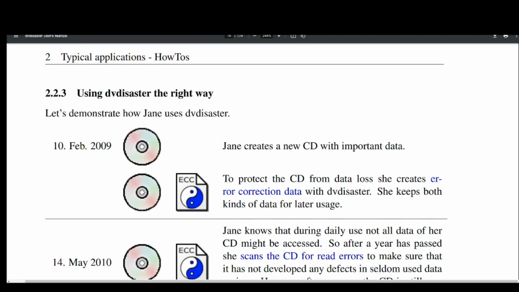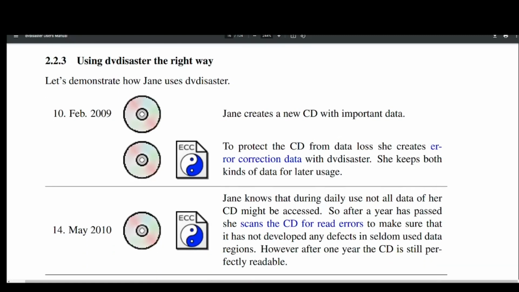Now, first thing is, in the year 2024, when we're using optical media these days, I think the only use is for archival. And we have now 128 gigabyte Blu-rays on the market, and certainly lots of Blu-rays with smaller capacity. And we have archival grade storage, which is what I frequently steer people in the direction of. And in fact, I think it only really makes sense to use it for archival storage. But back in the day, Jane was making her CD with some important data on it. So to protect the CD from data loss, she creates error correction data with dvdisaster.